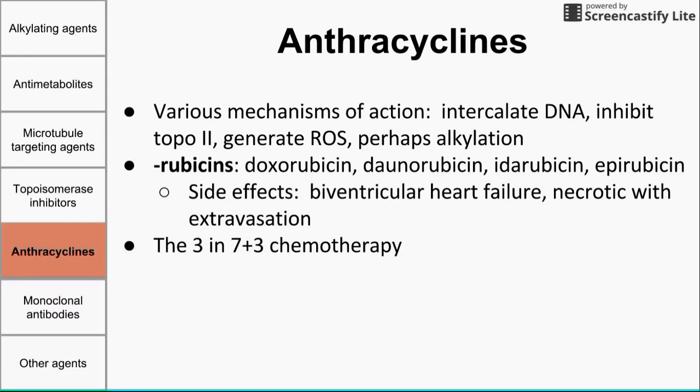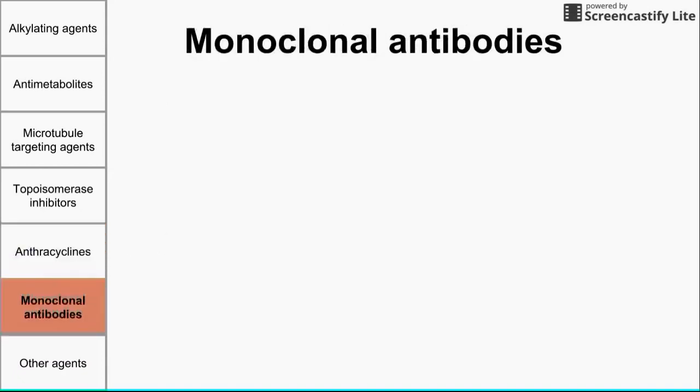It's also worth noting that anthracyclines are the 3 in the aforementioned 7+3 chemotherapy. So you have 7 days of cytarabine followed by 3 days of one of the anthracyclines, such as doxorubicin.